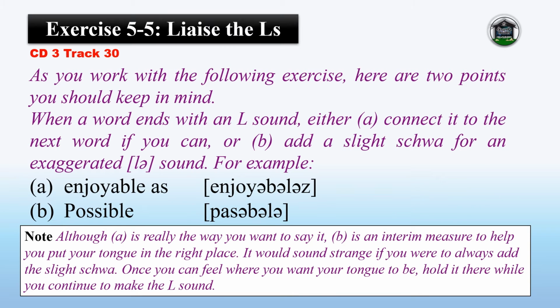Exercise 5.5. Liaise the L's. As you work with the following exercise, here are two points you should keep in mind. When a word ends with an L sound, either A, connect it to the next word if you can, or B, add a slight schwa for an exaggerated L sound. For example, A, enjoyable as. B, possible.